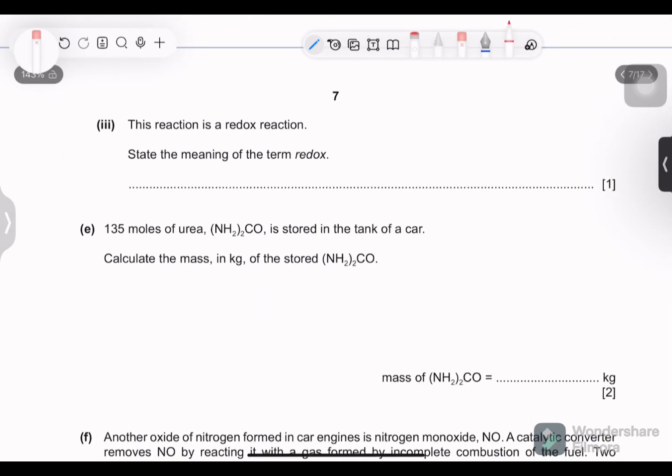Next, this reaction is a redox reaction. State the meaning of the term redox. So in redox, re means reduction, ox means oxidation. So it is a reaction in which there is simultaneous reduction and oxidation. A reaction in which both oxidation and reduction occur.